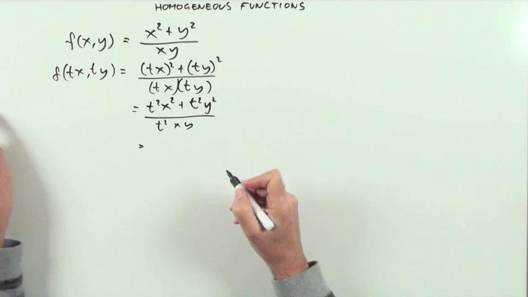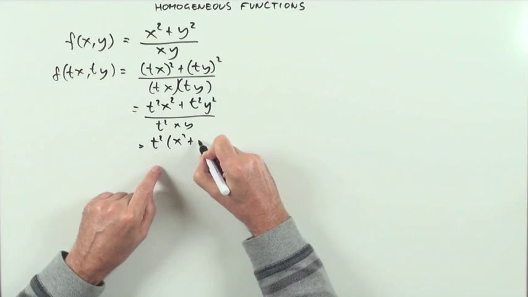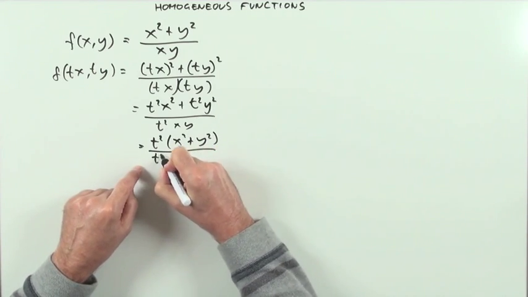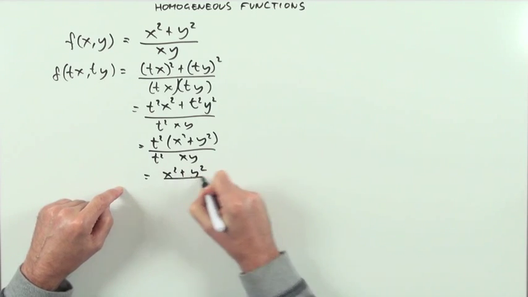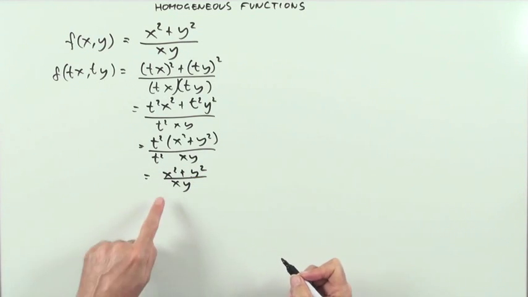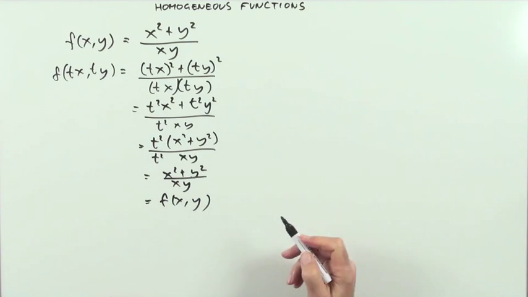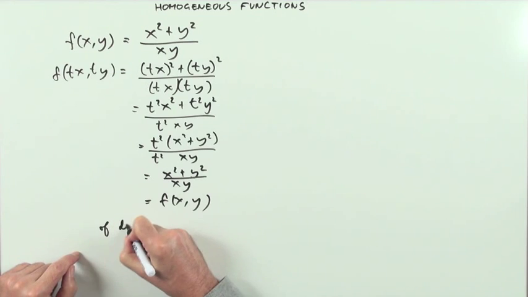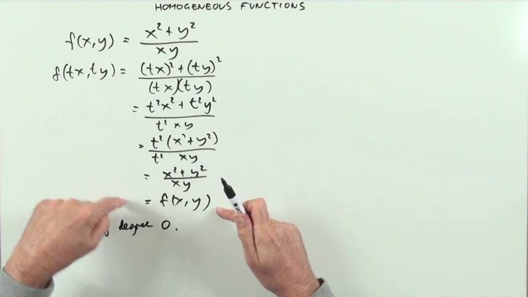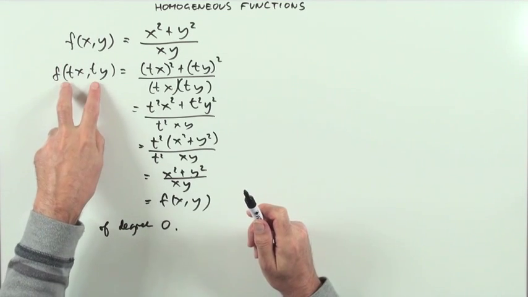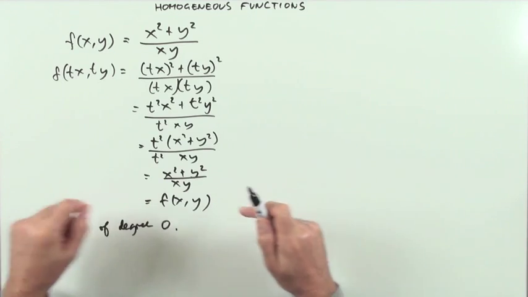Factorising it out, do you need to spell it out? Well, I'll go ahead and do it. t squared times x squared plus y squared over t squared times xy. That cancels out and just leaves x squared plus y squared over xy. Exactly the same as the function you started with. This is homogeneous of degree 0. And that's a handy one because you end up with exactly the same value. That says if you multiply the variables by the same amount, the answer remains unchanged.